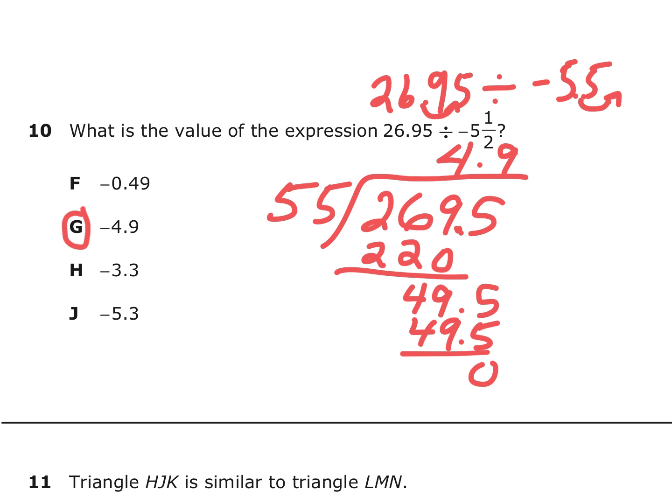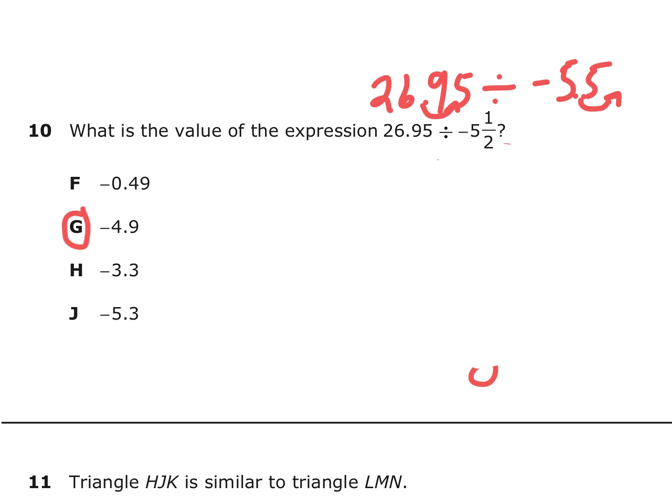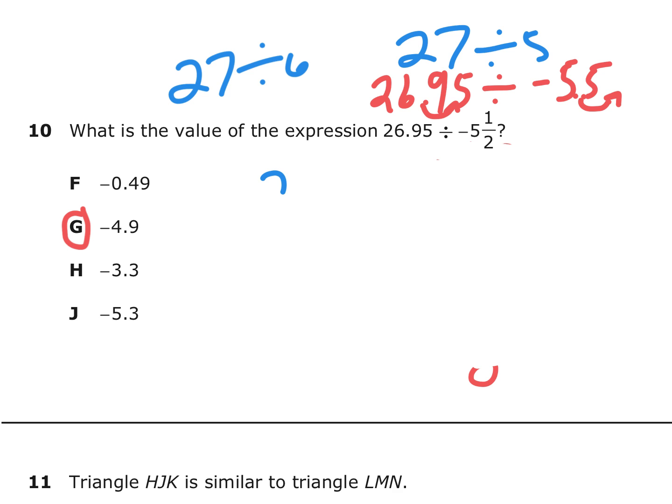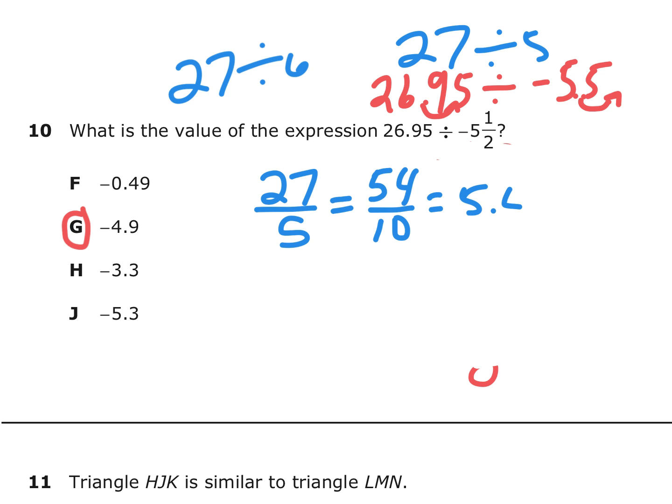Now, is there an easier way of doing this? Yes, it could be. Maybe we'll try a different way. As a way of checking, I'm going to round off this to make this 27, and 5.5, I'm going to divide by 5, and I'm going to do 27 divided by 6. As a way of checking, maybe it's a little bit easier. So 27 divided by 5 is the same thing as 54 divided by 10, if I multiply by 2 in the numerator and denominator, which is 5.4. That's when I divide by 5.